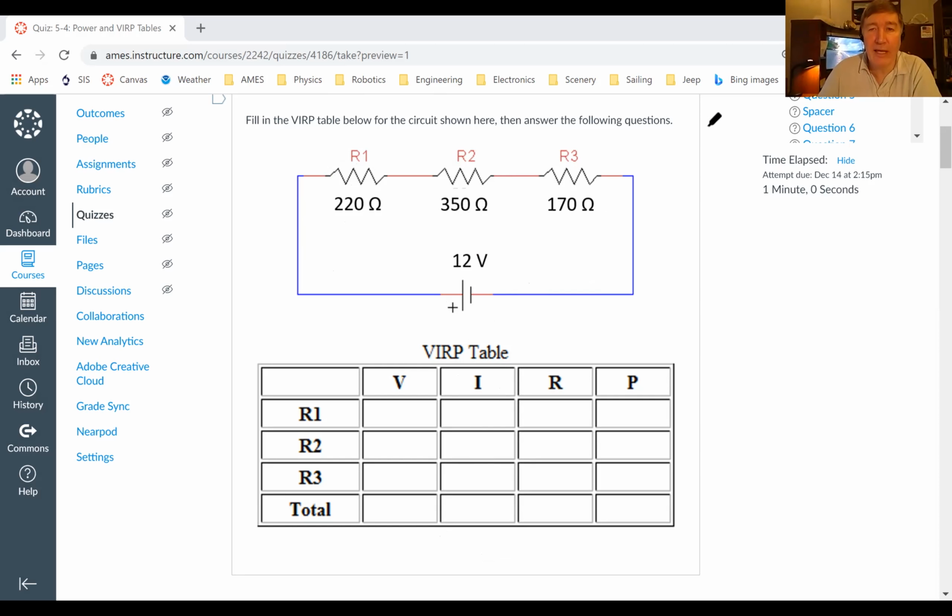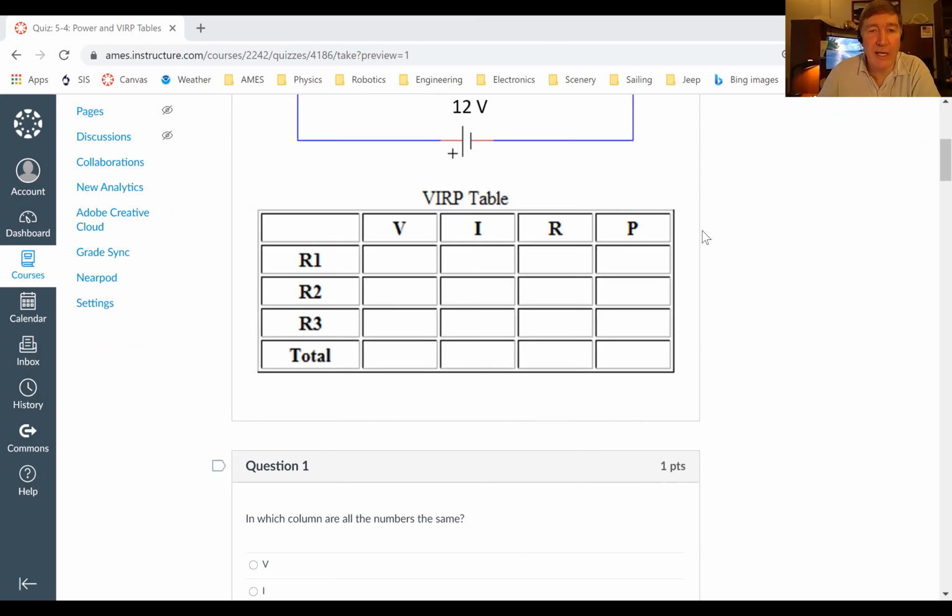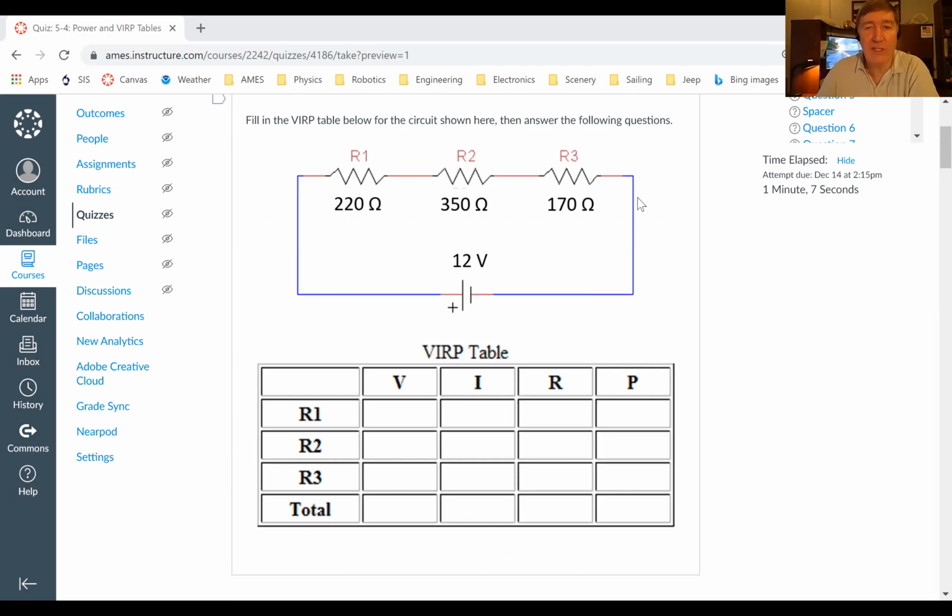Okay, and so then after that, we need to start filling in some numbers. Let's just go ahead and fill in the entire table here. That would be the best way to do this. The first thing I'd recommend is to figure out the total resistance. If we've got 220 plus 350 plus 170, hopefully you realize that since they're in series, we can just add them all together, right?